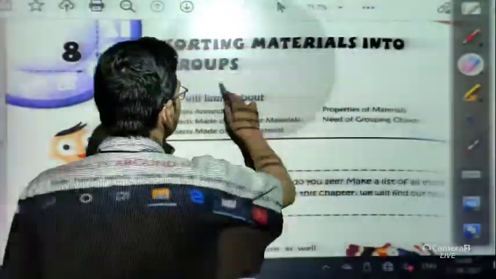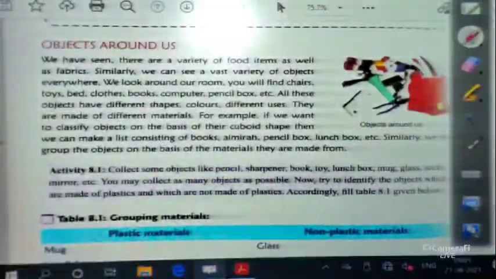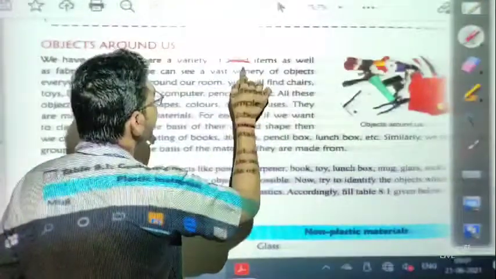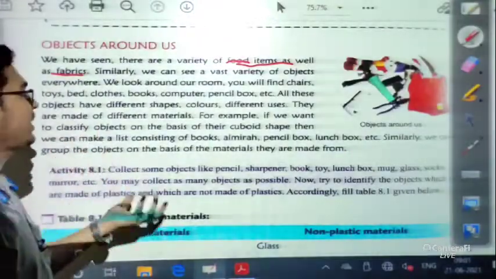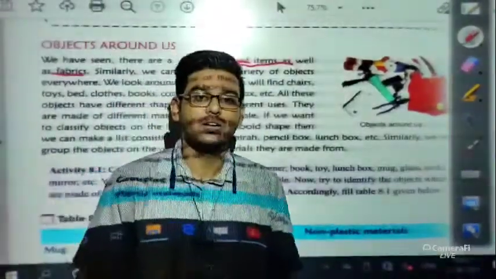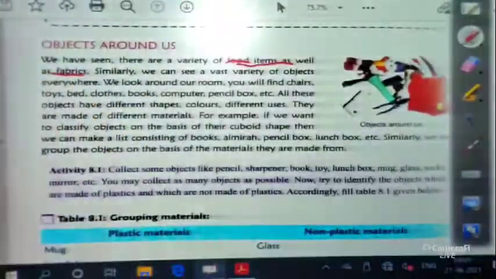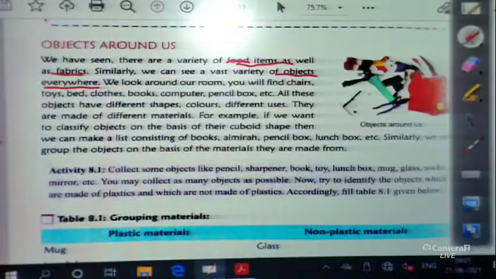So students, let us discuss the chapter then. Let us start with the introduction portion of the chapter. We have seen there are many varieties of food items as well as fabrics. You have already seen in your previous chapter, fibre to fabric, that there are many varieties of fabrics. Similarly, we can see a vast variety of objects everywhere around us.